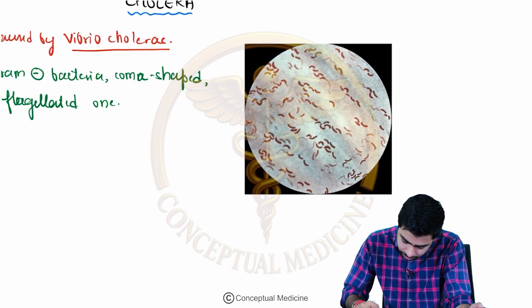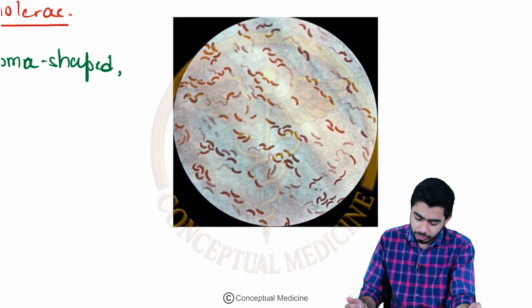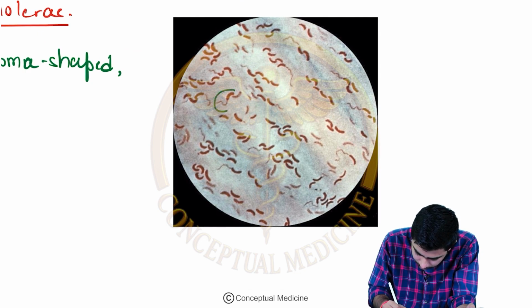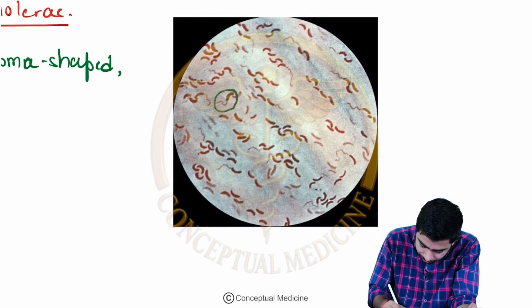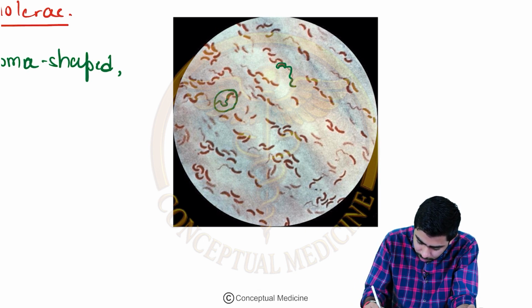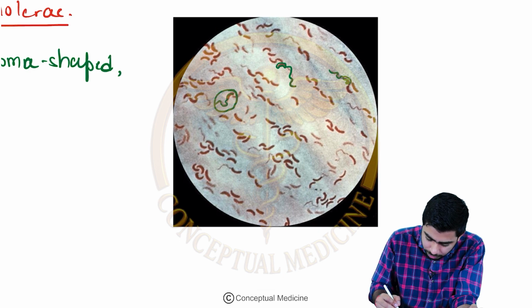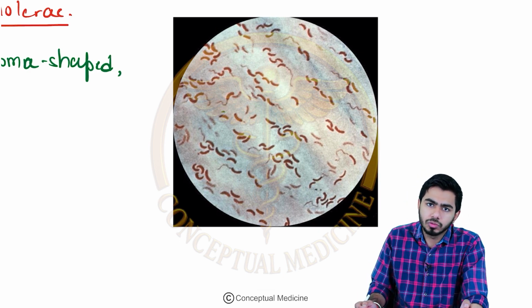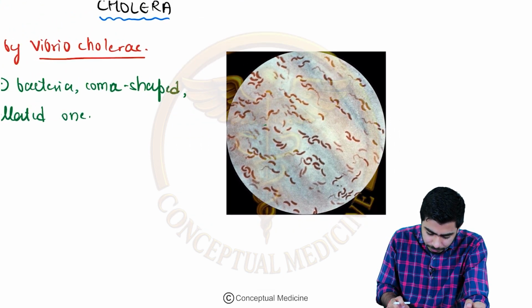Over here you can see this particular image under the microscope. Look at this one: it is comma shaped and has a flagella like this. Comma shaped and having a flagella. So what is this? This is your Vibrio cholerae under the microscope, having this particular shape. That is the first thing.